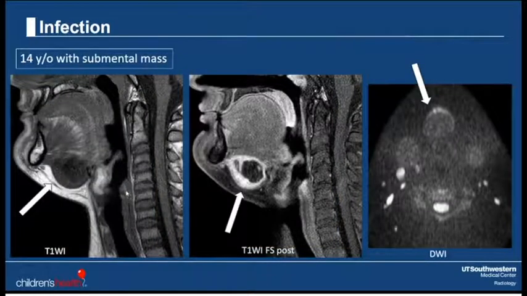On MRI, this is a 14-year-old with a submental mass, and again we see that there's a thick rimmed mass within the submental region. There's rind-like enhancement with septations, but really no restricted diffusion, maybe a bit of restricted diffusion anteriorly, and this pathologically ended up being an infected thyroglossal duct cyst.